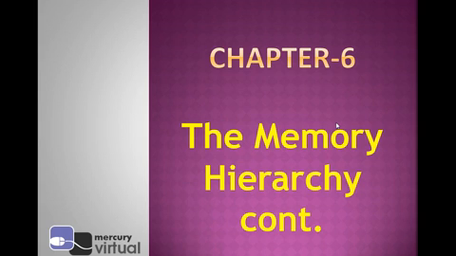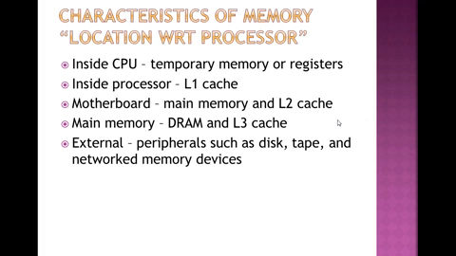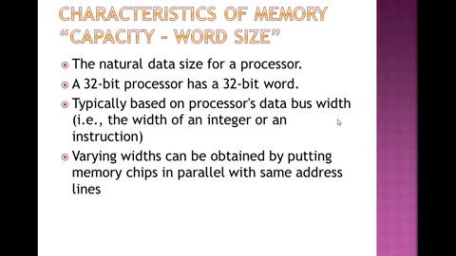In today's class, we continued with the memory hierarchy. Then we studied the characteristics of memory with respect to the processor. Location describes where it is stored: inside the CPU, inside the processor, on the motherboard, main memory, or external. Then the capacity of the memory, that is its stored word size.